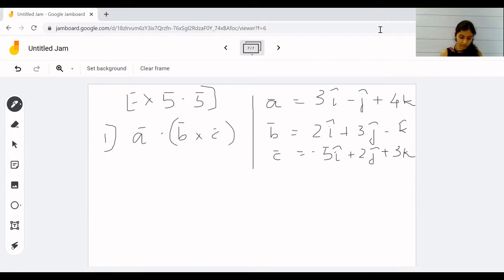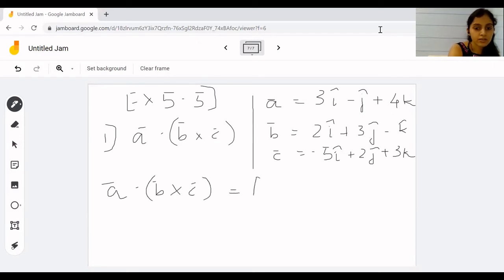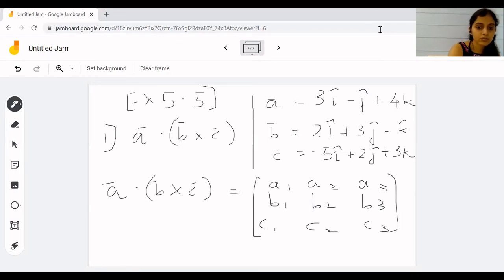This is a scalar triple product. How do you get that scalar triple product? So we have A bar dot B bar cross C bar given by the determinant of the three vectors A1, A2, A3, B1, B2, B3, and C1, C2, C3. So basically we are going to substitute all the coefficients over here.